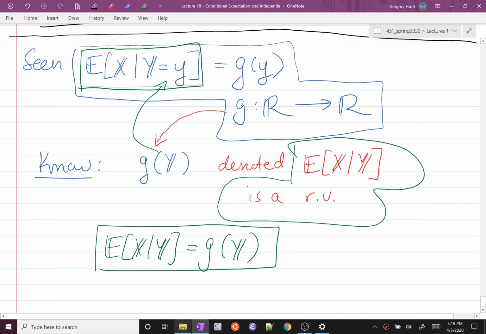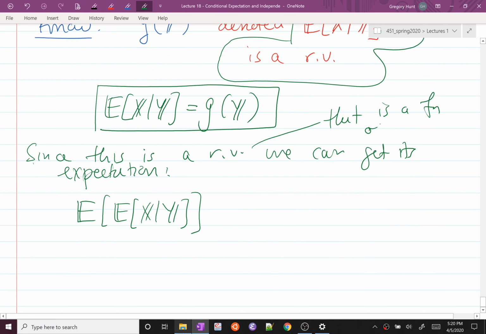So in my theorem, I write the expected value of E of X given Y, and then I put another expected value on the outside. It's the expected value of this random variable. It is a random variable, specifically a function of Y, or a transformation of Y. So E of X given Y is a transformed version of Y. And so when I take this expected value, really I'm taking it with respect to Y.